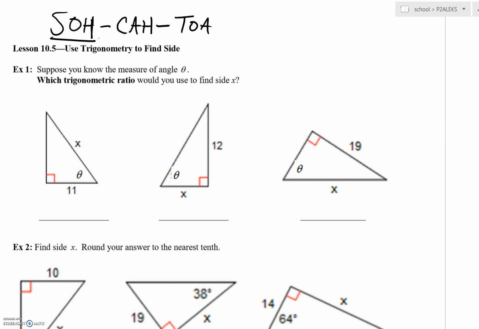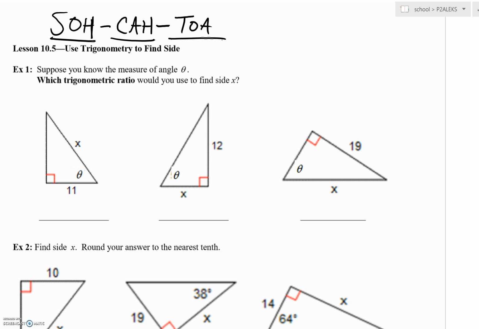S was sine. Sine was always the opposite over the hypotenuse. C, of course, stood for cosine. Cosine was the adjacent side over the hypotenuse. And finally, TOA was tangent. Tangent is the opposite over the adjacent.